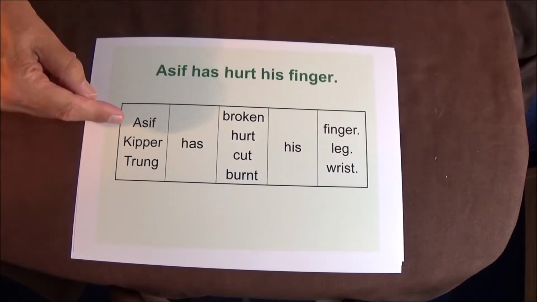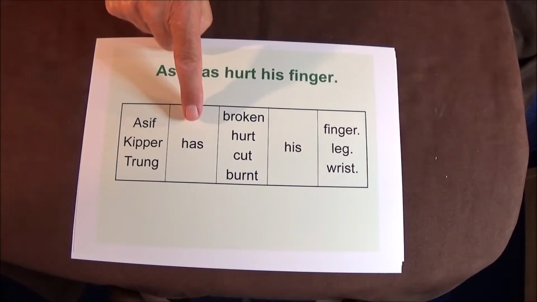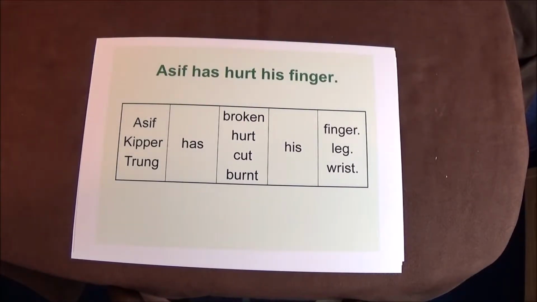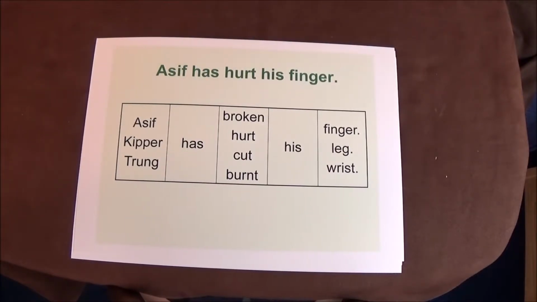First they added some extra names. You don't add anything in the has column. Now one of the wonderful things about these substitution tables is it makes English sentence patterns quite clear. Of course, there are other things he could have done other than break his leg. He might have hurt it, cut it, burnt it and so on, and it could have been other parts of his body. So there we are, a simple substitution table.